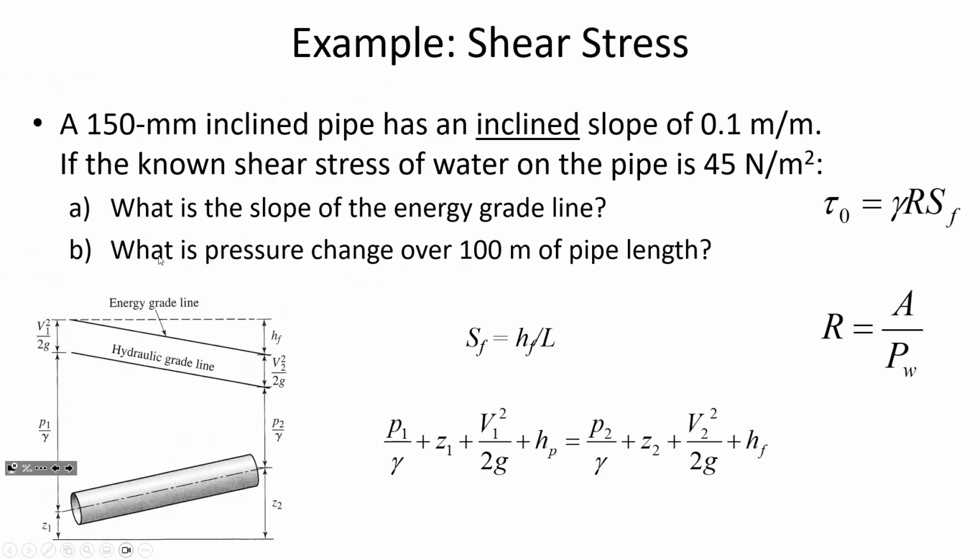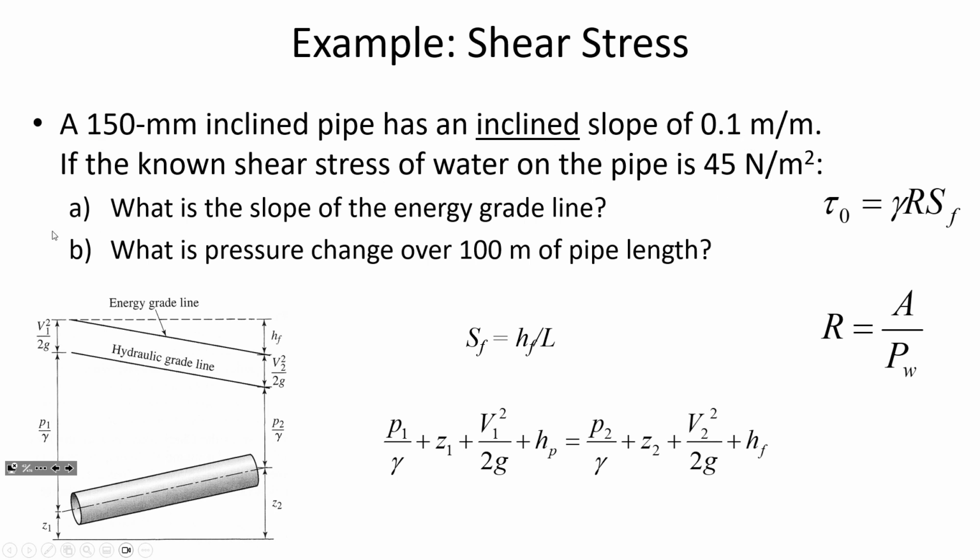So let's just work through an example here that takes into account the shear stress being known. Somehow we know the shear stress of the water on the pipe and vice versa is 45 newtons per meter squared, and this pipe is inclined upward. So water's flowing from 1 to 2. Water is entering this conduit from the left. It's traveling from left to right, and it comes out at 2. The diameter is given, 150 millimeters, and it's inclined upwards.